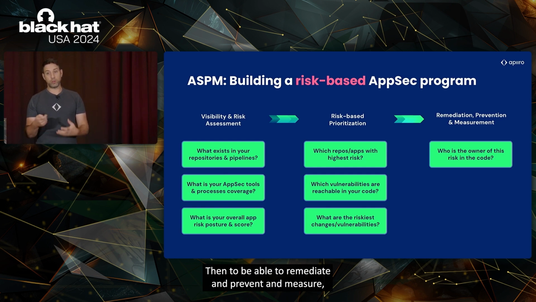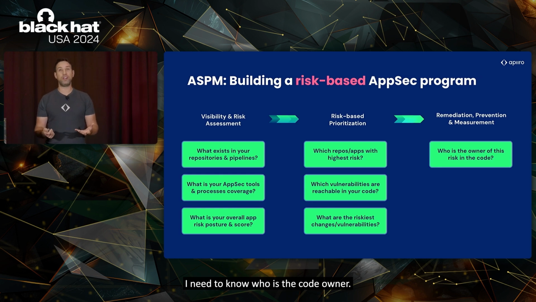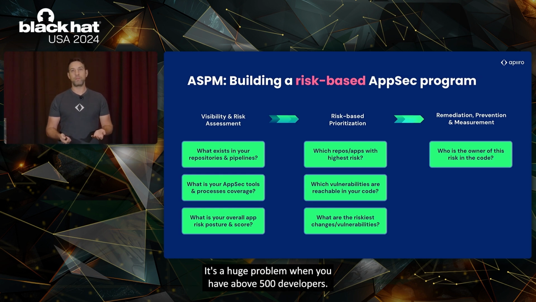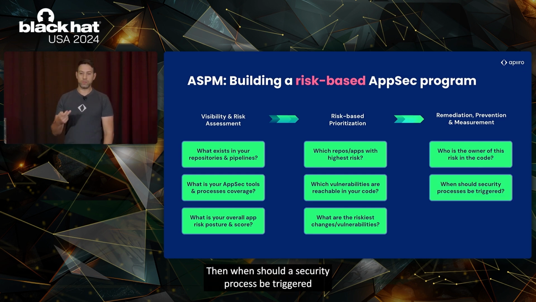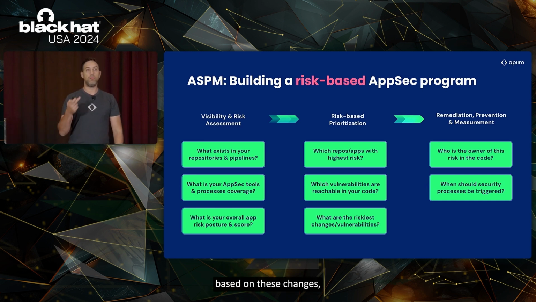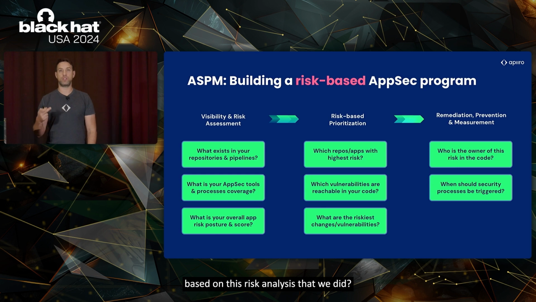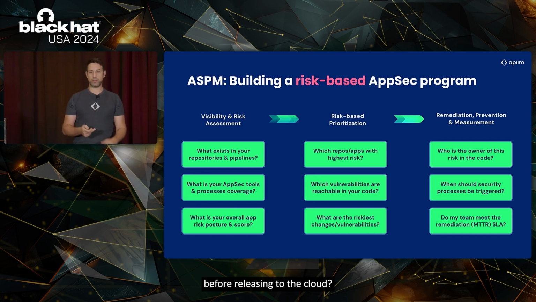Then, to be able to remediate and prevent and measure, I need to know who is the code owner. It's a huge problem when you have above 500 developers. Then, when should a security process be triggered? Based on these changes, based on this risk analysis that we did. And lastly, can I measure my MTTR versus SLA before releasing to the cloud?